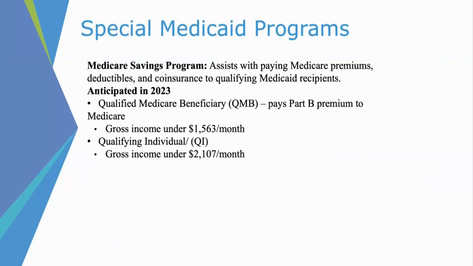Special Medicaid programs. The Medicare Savings Program assists with paying Medicare premiums, deductibles, and coinsurance for qualifying Medicaid recipients. The anticipation in 2023 is that qualified Medicare beneficiaries, QMBs, pay the Part B premium to Medicare. Their gross income is under $1,563 a month. And for QI, qualified individuals, their gross income is under $2,107 a month.